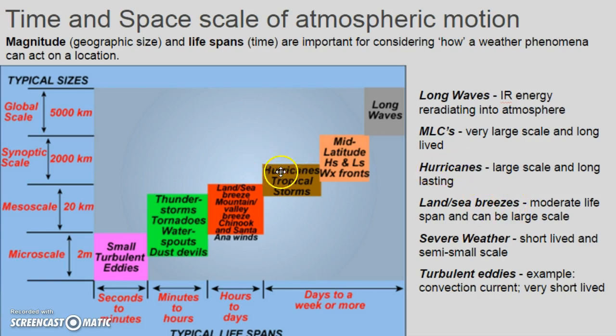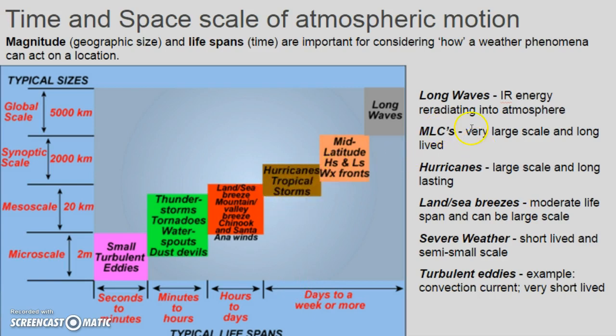Then we have hurricanes. Hurricanes are on the synoptic scale. Let's just say a much larger scale, right? Roughly 2,000 kilometers in size. Larger scale, longer lasting. They last greater than hours and days. They last more like days to up to a week or more.